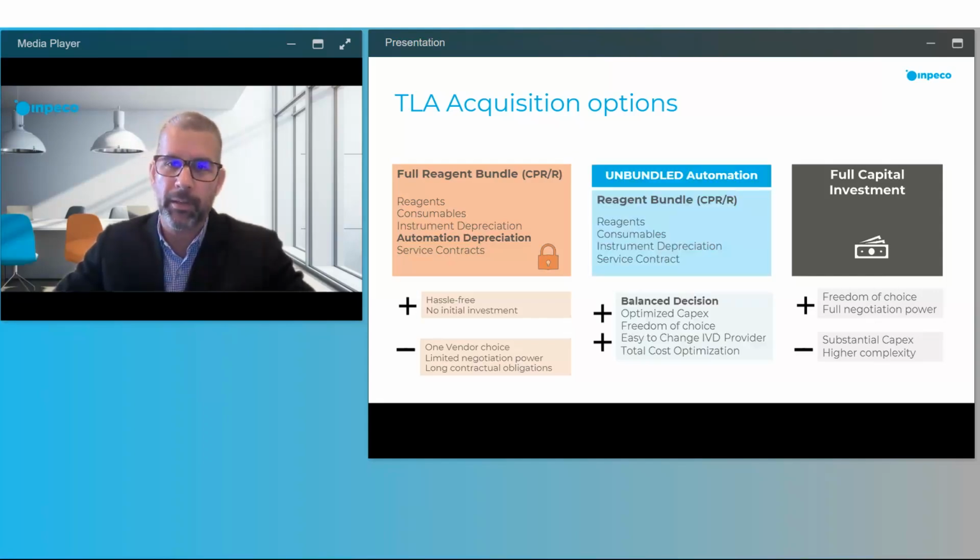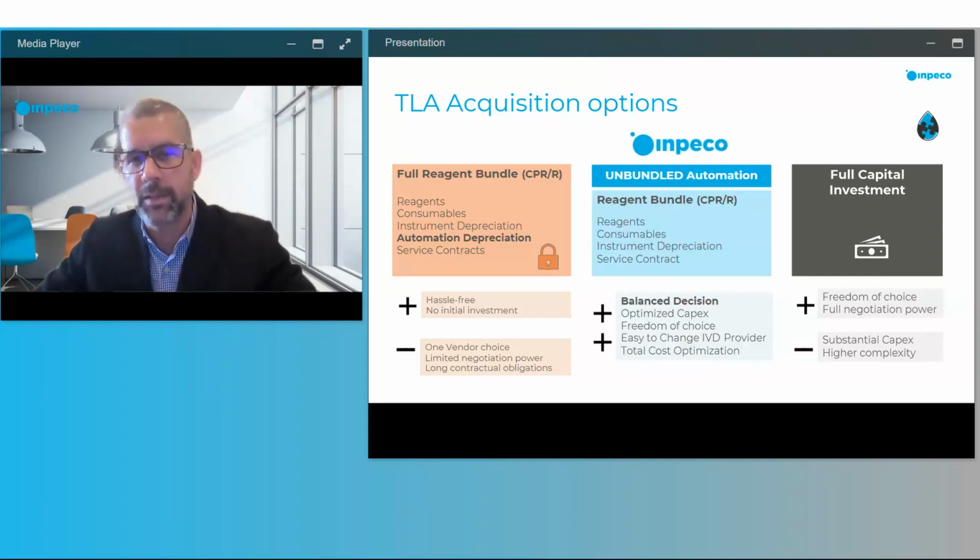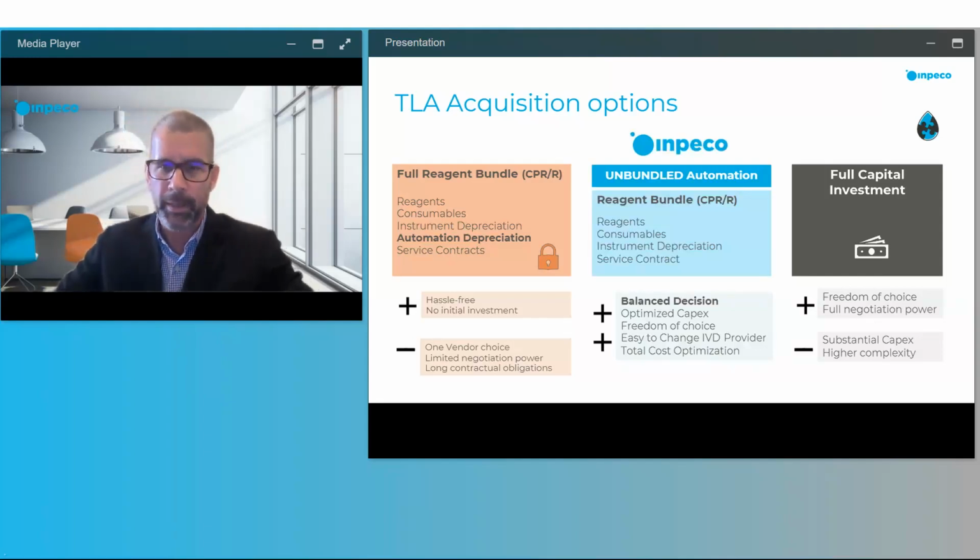So the preferred methodology, or what we suggest, is really having a balance of both, right? And in a direct relationship with us, being able to acquire the automation and then having the ability to still form some of those CPRR type of contracts with your vendors for analytical components.